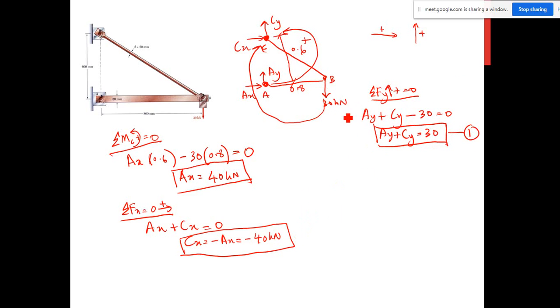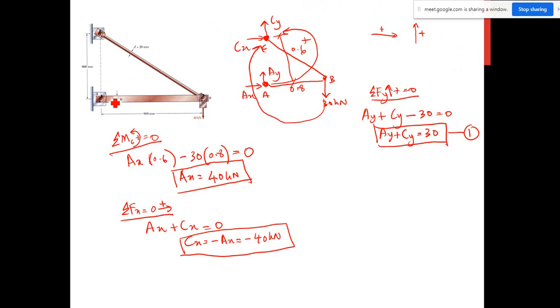Okay, so you need another free body diagram in order to solve this problem. Because you already used the summation of force in the x direction, the y direction, and also bending moment, but you cannot solve the value of AY and also CY. So what you have to do is analyze another free body diagram.